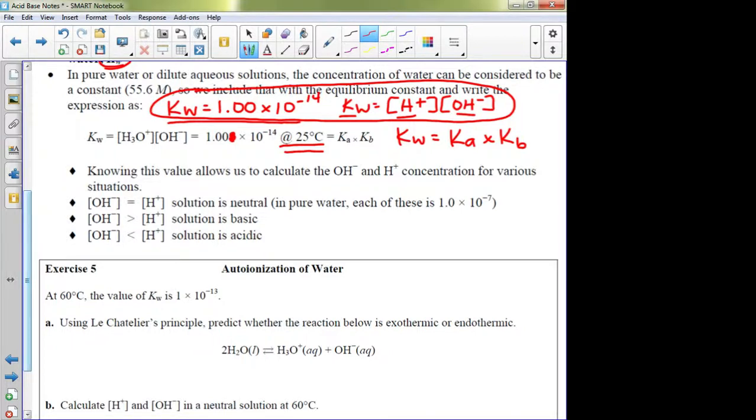Knowing this means that we can calculate the concentration of hydroxide and hydrogen in almost any situation. And we'll get to that in just a second. So, if the concentration of hydroxide is equal to the concentration of hydrogen, then I know the solution is neutral. If hydroxide is greater than hydrogen, then the solution is basic. If hydroxide is less than hydrogen, the solution is acidic. That's all we need to know.